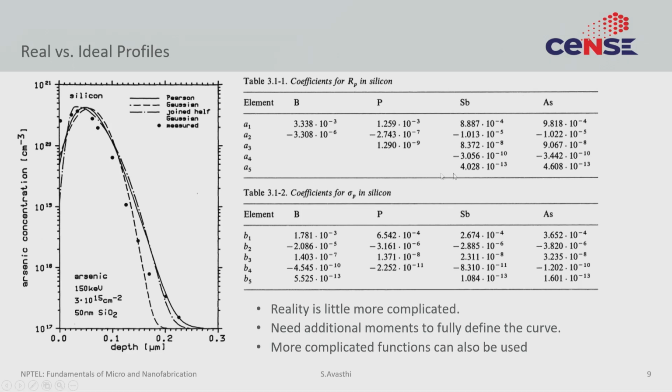So for various types of ions, the simulator measures these moments. So A1, A2, A3, A4, A5 are successive moments of the distribution. I will never quiz you on these numbers, you do not need to remember them. This is just so that when you do use a process simulator, you have an idea what is happening.